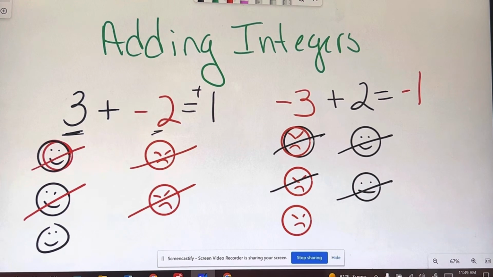Again, if you want to just look in terms of numbers, we have negative numbers and positive numbers being added, they fight. You're going to subtract those numbers. So 3 minus 2 is 1, and the -3 has the greater number, so you're going to take that sign. So the answer is going to be -1.